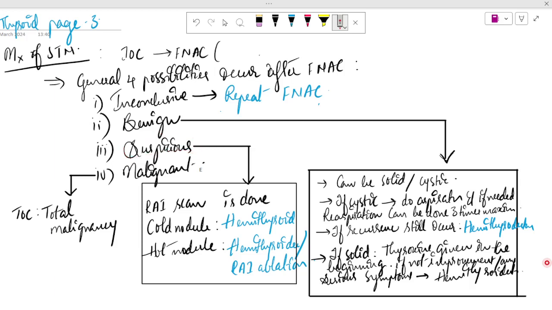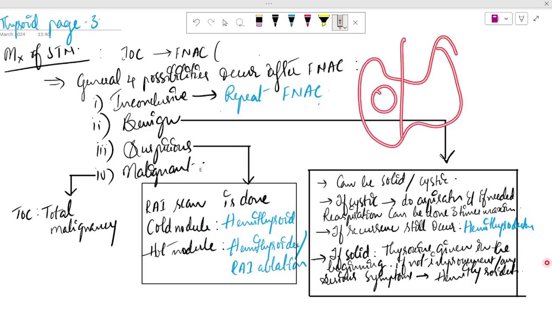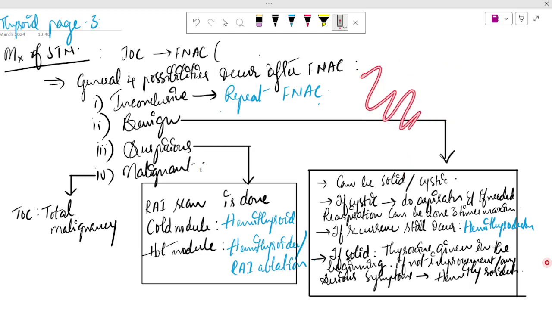confirmatory, suspicious, then you check with radioactive iodine scan. If the radioactive iodine scan shows the presence of an old nodule, you simply go for hemithyroidectomy. Previously, we already discussed, right? You have a nodule, you resect here. Hemithyroid. This is hemithyroidectomy. This part you will do.